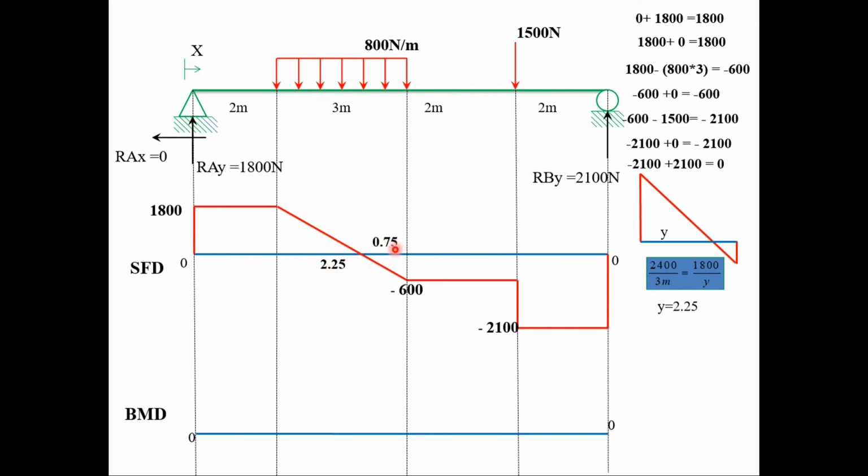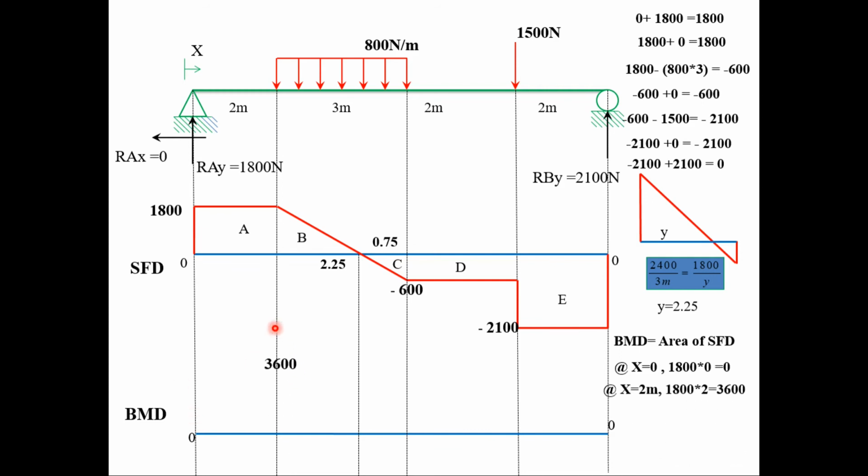Next, we will calculate the bending moment diagram. Remember that bending moment can be obtained by calculating the area of the shear force diagram. So the area of the shear force diagram is equal to the bending moment diagram. So at x equals 0, we have only a line. So the area of a line is also 0. So 1800 times 0 will give us 0. At x equals 2, we will have the area of region A. The area of region A is the area of a rectangle, so 1800 times 2 meter, it will give us 3600.